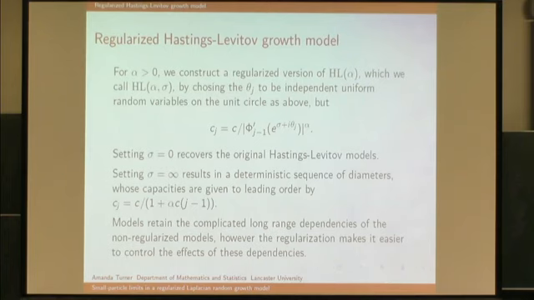So what does this regularization give us? Well, we still have the complicated long-range dependencies that the original Hastings-Levitov had. We're still depending on the derivative of our phi map, which still depends on all of the angular attachments. So we still have that complication, but we no longer have this problem that we're right on the cluster boundary where the derivative's really badly behaved. So that's giving us some control over how much these capacities or these diameters can change, and so that makes it easier to control the effects of the long range dependencies that exist.